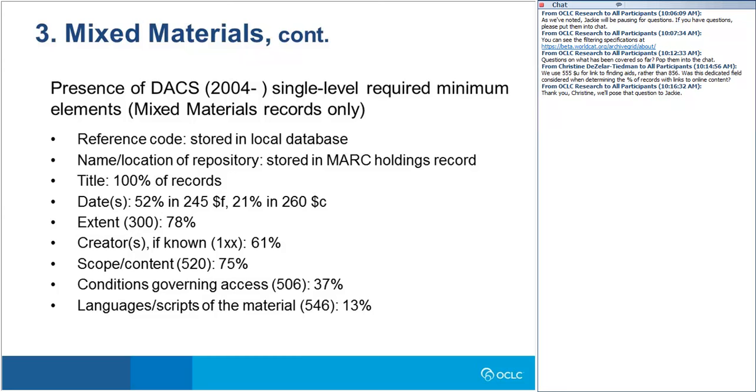Then there are the date statistics. So who knew that so many archival catalogers use the 650 field instead of following archival rules and putting dates at the end of the title? I didn't. Maybe these are records created by general cataloging departments rather than by archivists. I'd be curious to hear what people think.